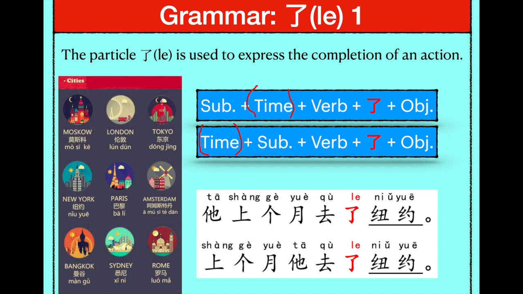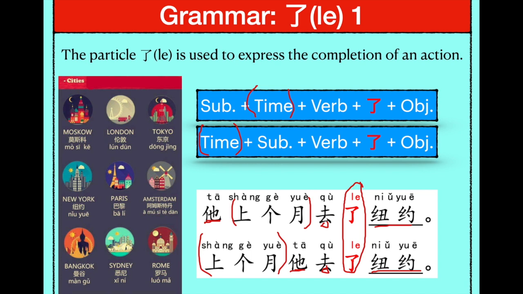Now let's look at this sentence. 他 is the subject. 上个月 last month is the time. 去 is the verb. 了 is the particle, express the completion of an action. Then 纽约 is the object. 他上个月去了纽约。上个月她去了纽约。So she went to New York City last month.